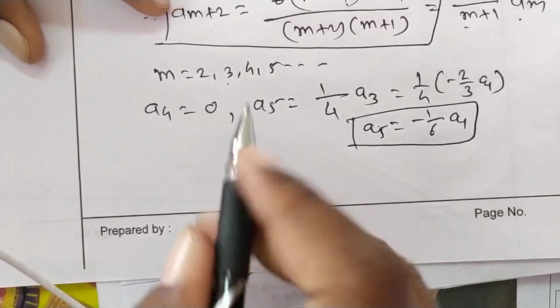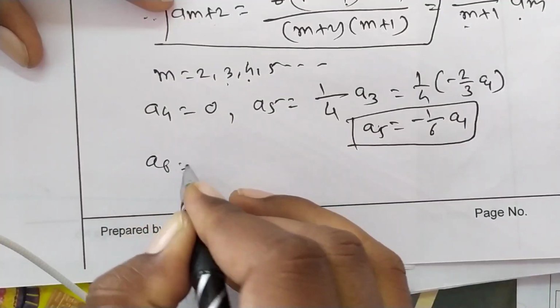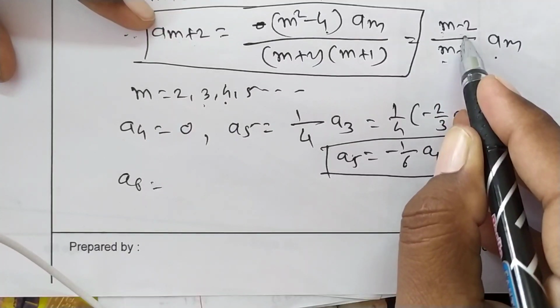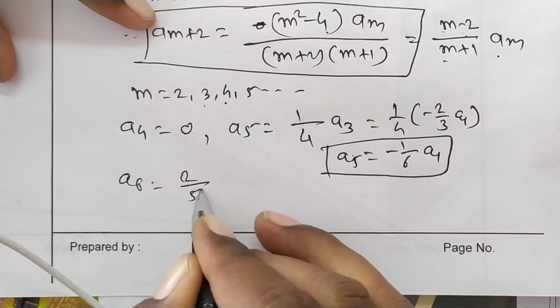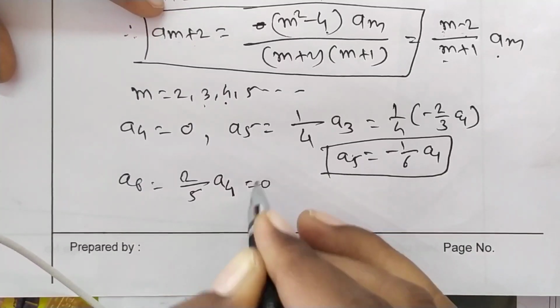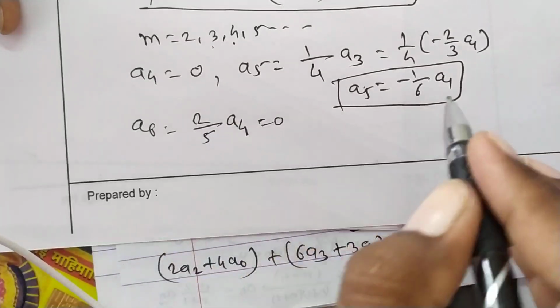Then if you put m equal to 4, 4 plus 2 is 6, so a6 is equal to 4 minus 2 is 2, so 2 upon 5 into a4. But a4 is 0, so this is 0. Similarly, we can find a7, a8 and so on.